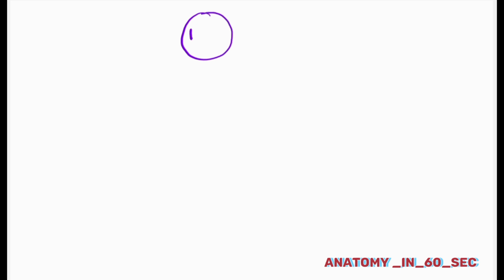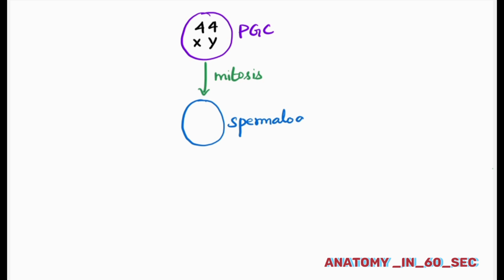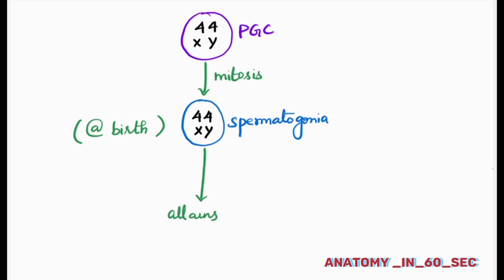Now let's take a primordial germ cell. The chromosome number of this primordial germ cell is 44XY. This primordial germ cell undergoes mitosis. So after mitosis, 2 cells are produced. In this video, we are taking 1 cell. So this PGC gives rise to spermatogonia by mitosis. The chromosome number remains constant, that is 44XY. So a child is born with 44XY spermatogonia.